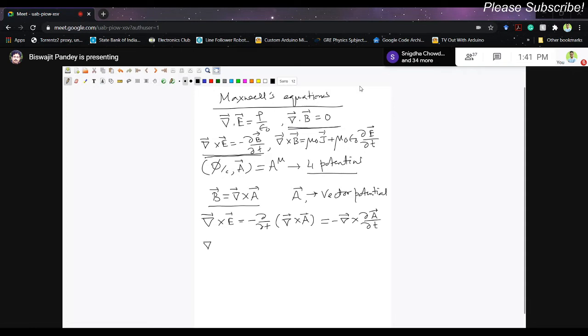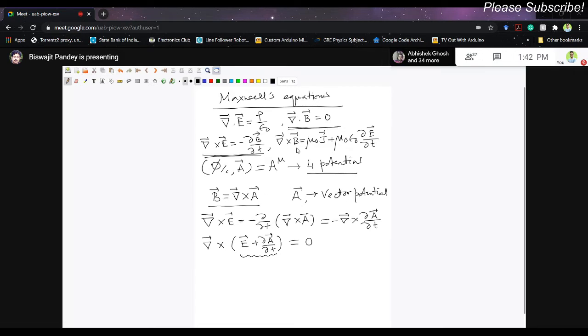So I can write curl of (E plus del A by del t) equal to 0. That means the curl of a vector field, which is not the electric field alone, but the electric field plus the time derivative of the vector potential, is 0. So you can imagine a vector field at each and every point in space, defined by the electric field plus the time derivative of the vector potential, and the curl of that field is 0, right?